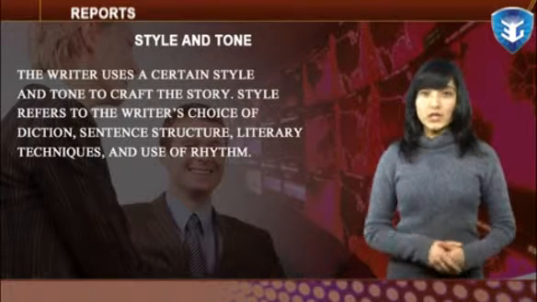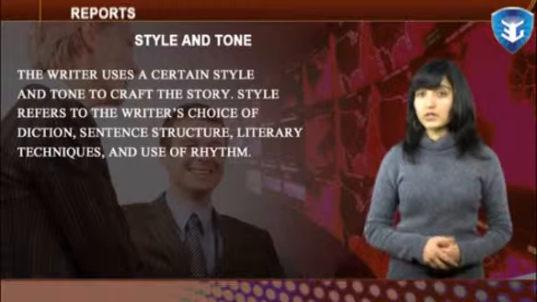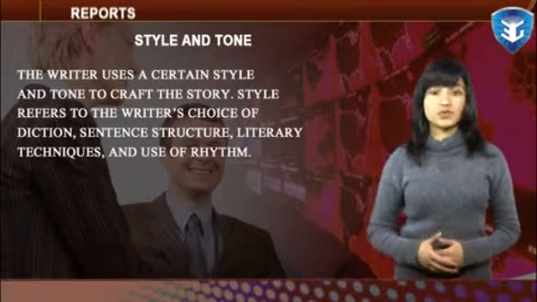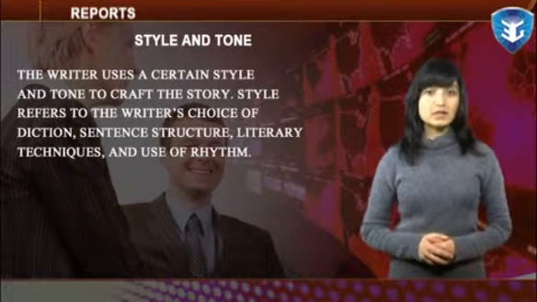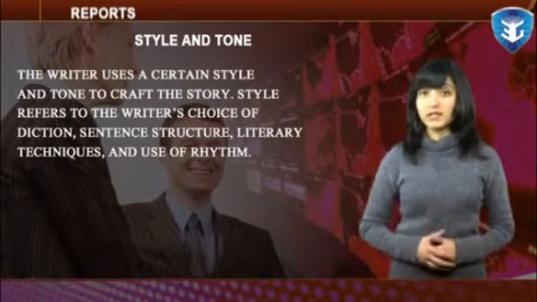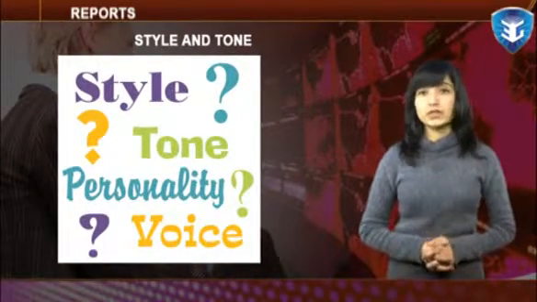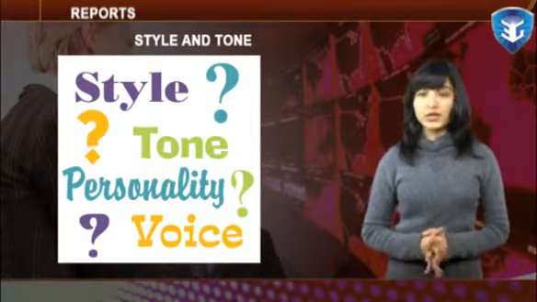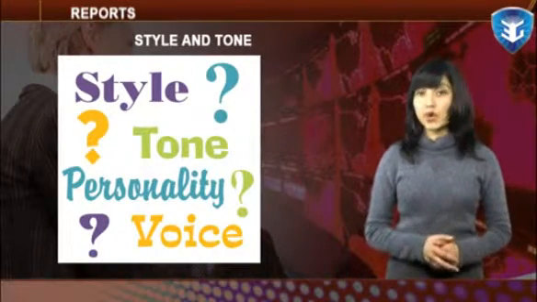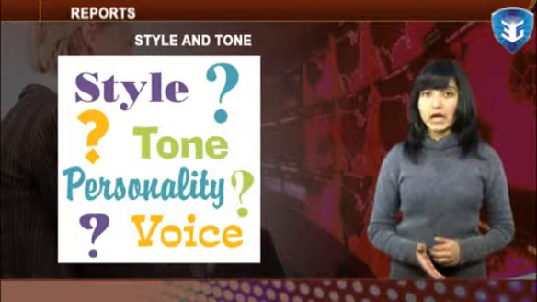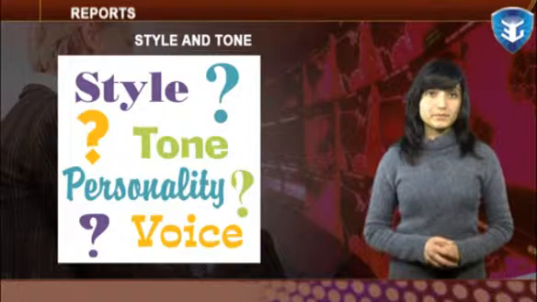Style and tone. What is style and tone in written communication? The writer uses a certain style and tone to craft the story. Style refers to the writer's choice of diction, sentence structure, literary techniques, and use of rhythm. For example, Hemingway wrote very short sentences and he used simple words. George Orwell, on the other hand, used long sentences, including periodic and cumulative sentence types and more complex diction.